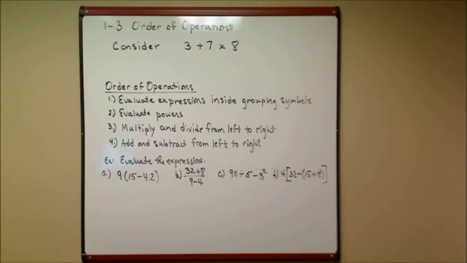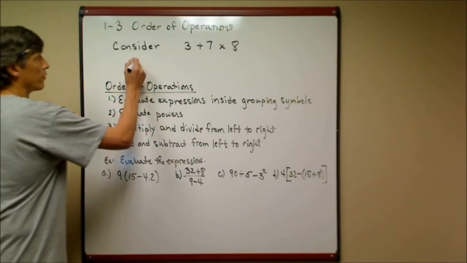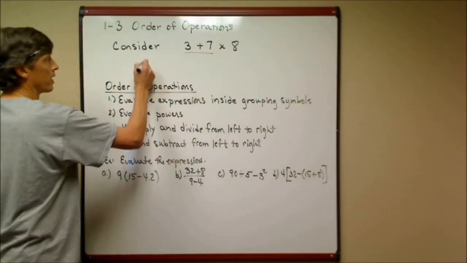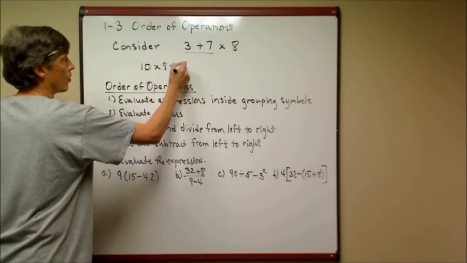1-3, order of operations. Now, I have a problem written up. It says consider 3 plus 7 times 8. I've had students that are concerned, which do they do first? Do they add first, do they multiply first? Of course, if you add first, 3 plus 7, that would be 10 times 8, or 80.